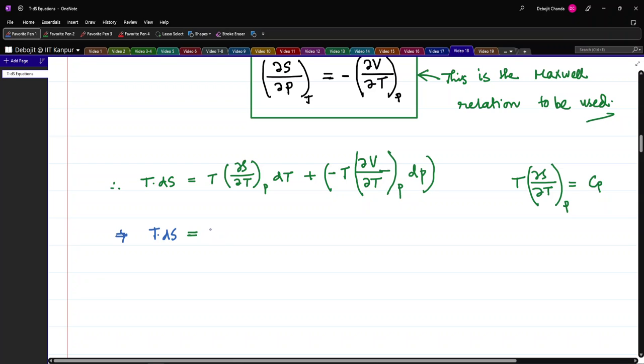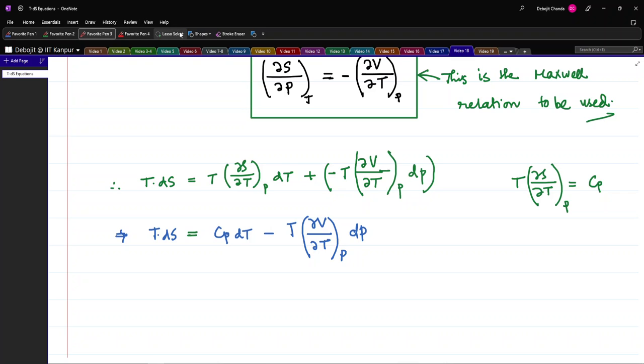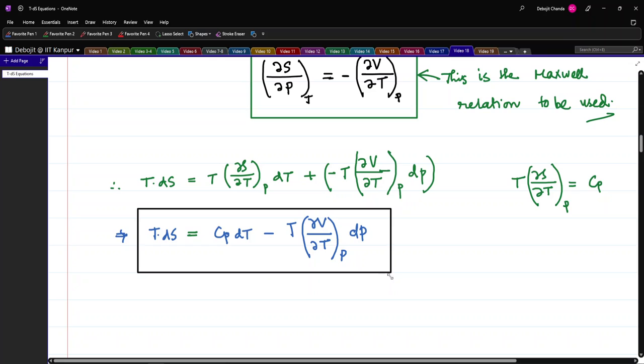So our TdS equation becomes TdS equals Cp dT minus T (∂V/∂T) at constant P dP. So let me put a box around this equation. So this is the second TdS equation.